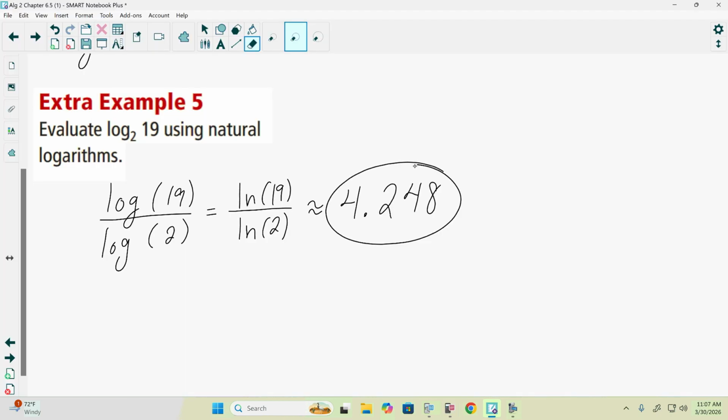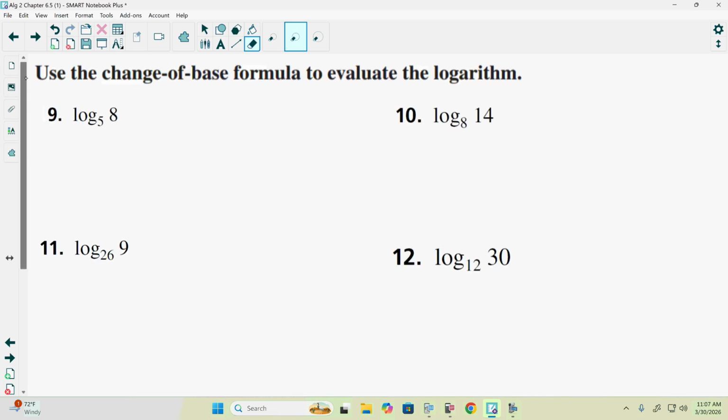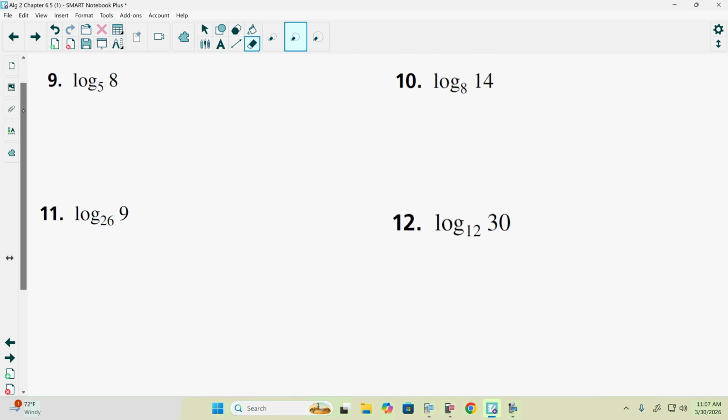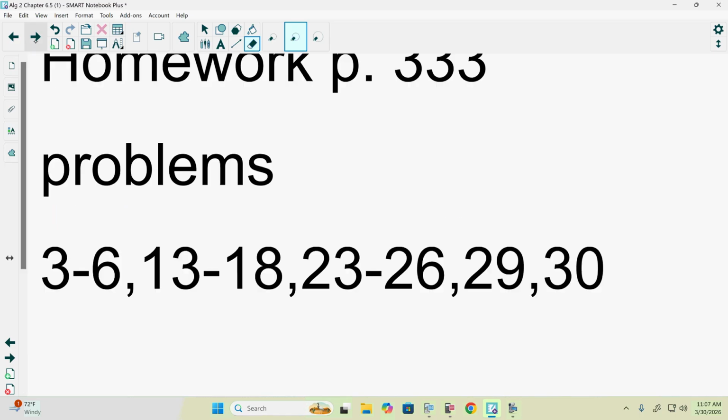Questions on these here? Do we need to see another example of using change of base? That's it.